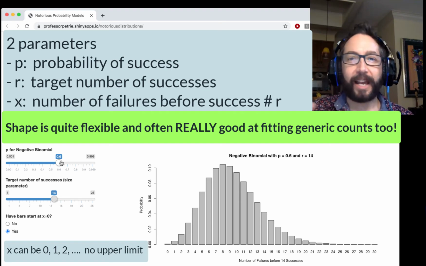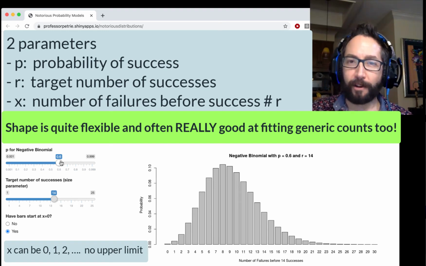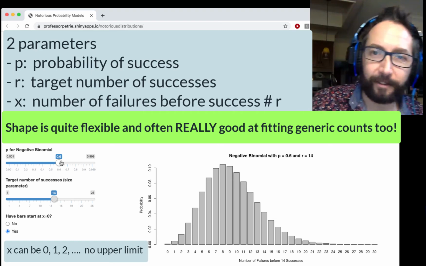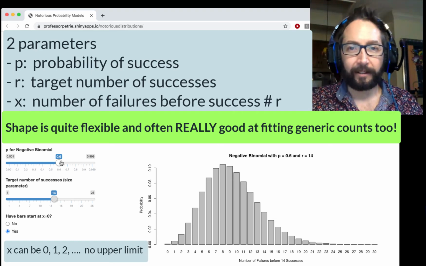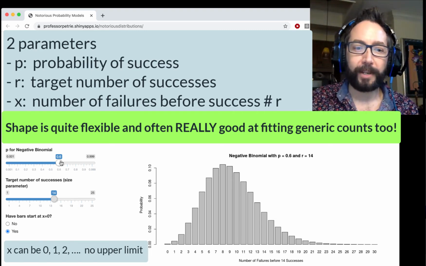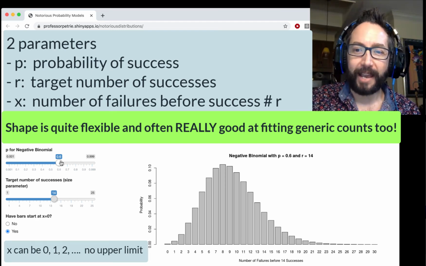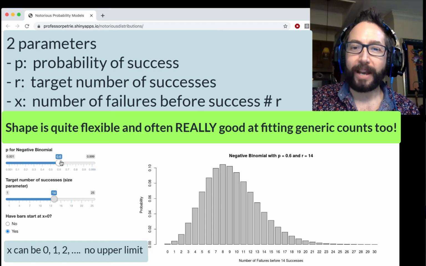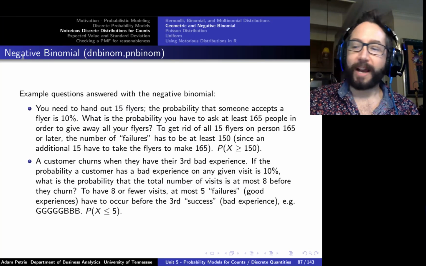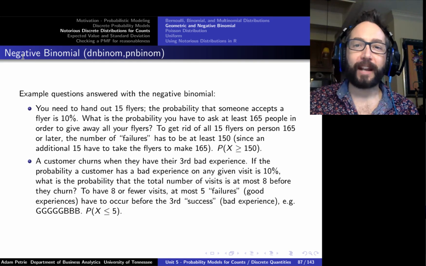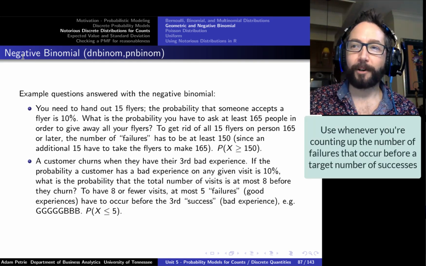Most of them are slightly skewed towards the right, towards larger values, but depending on the particular combination of parameters, we can get rough symmetry if we get those parameters right. So that's what the negative binomial distribution looks like. And once again, where do we actually use it? We use it whenever we're asking something about the number of failures that have to occur before success number R.